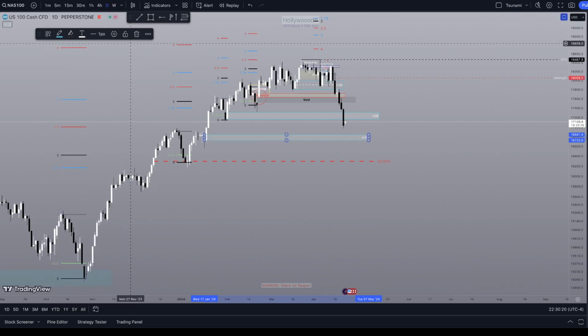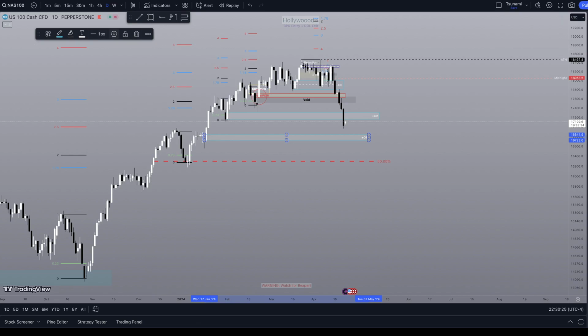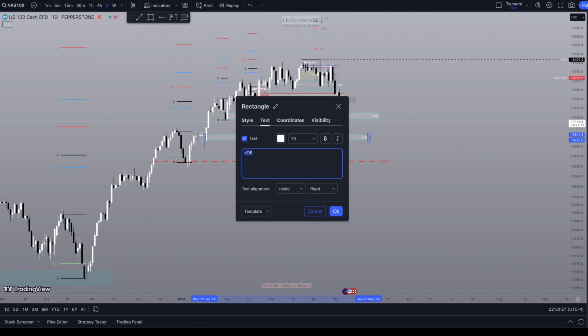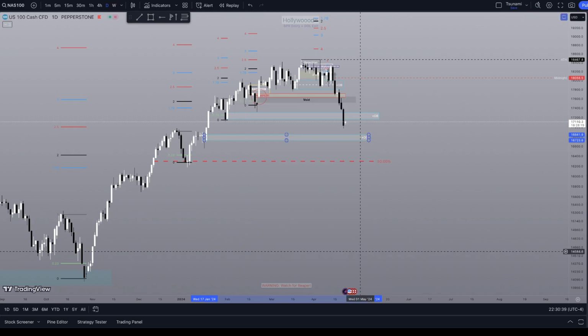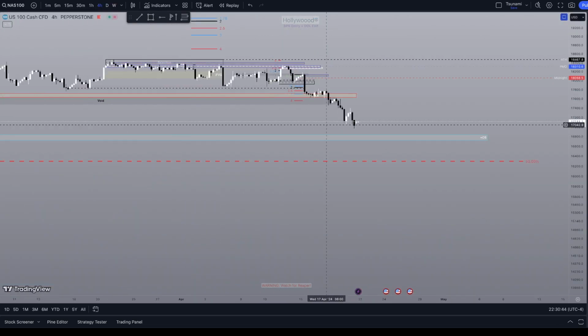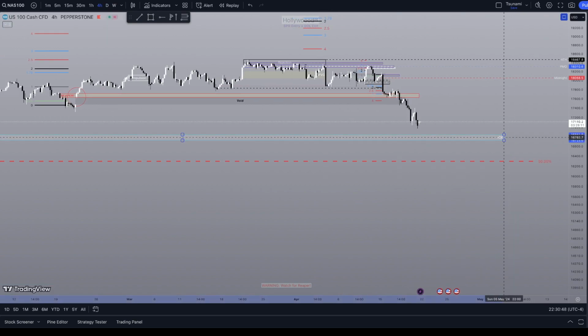OB, true OB. Current interval only. I will leave this on the 4-hour chart. And this is how you leave it on a certain chart or another. So it's on the daily and it's on the 4 hours. So only those two charts will see this order block, because on the hour chart, I want my 4-hour chart order blocks, and so on and so forth.